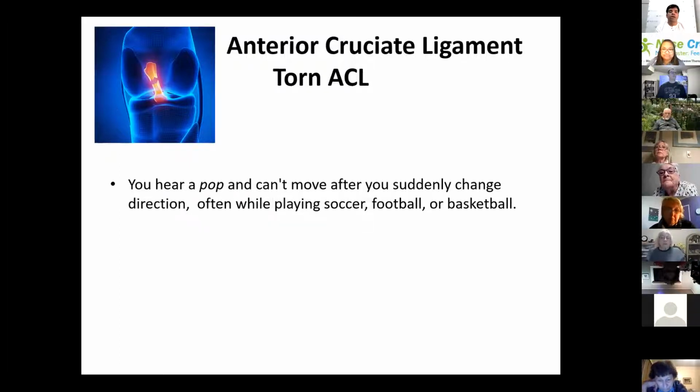So commonly we see it in sports players like soccer, football, and basketball players, where they have to run and suddenly change direction, and they suddenly stop while running. This is where they are stressing the ligament a lot, and there's a high chance of tears to this ligament. Okay.